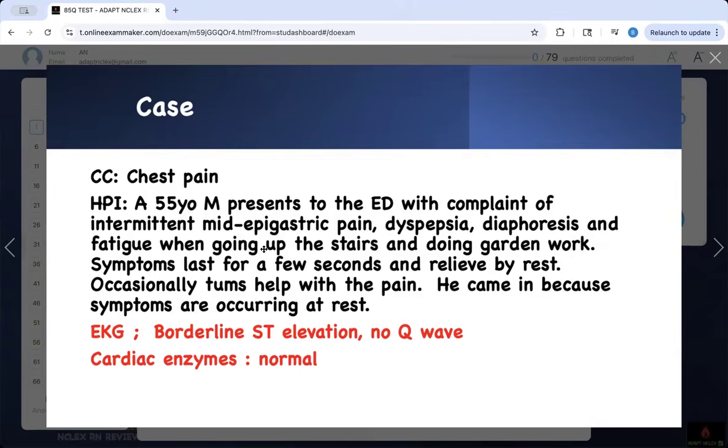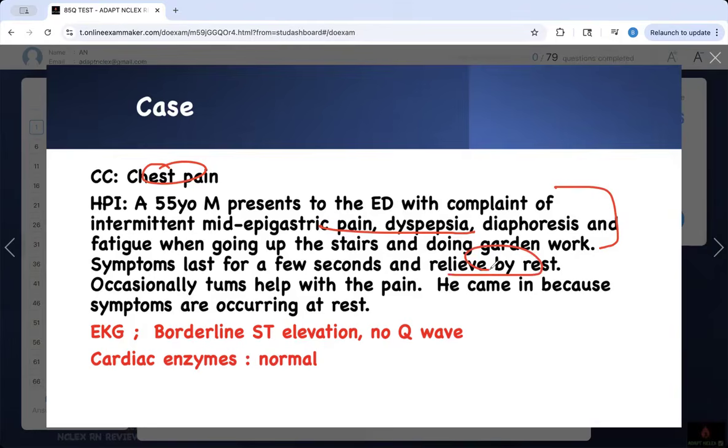How do you do a case study? Read the question; the first two sentences are the most important. If you read it and you can figure it out, it's okay, but try to find the buzzword. He came in with chest pain. And this is the main thing, the first two sentences. He came in with the complaint of intermittent epigastric pain, with dyspepsia, some fatigue, and diaphoresis when going up the stairs. This is the problem. And he came in because it's getting worse, but this pain is relieved by rest.